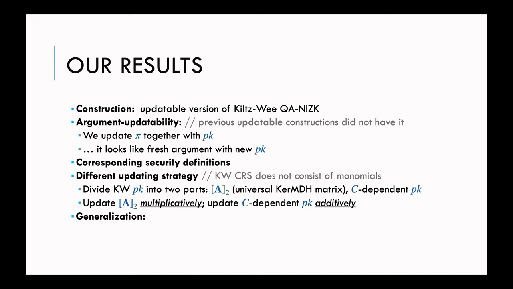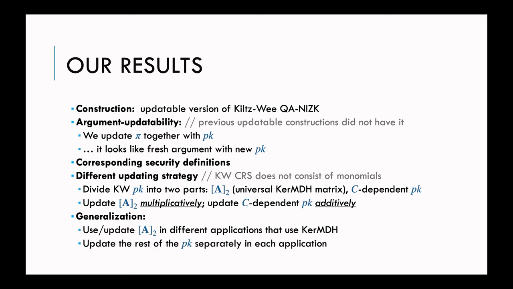And then we have a generalization. Like I said, we can update this matrix A in different applications that use KerMDH. Each application might have a completely different public key, not only Groth's VC but any other application. They might have their own public key with a very different structure, and they have to deal separately with that.